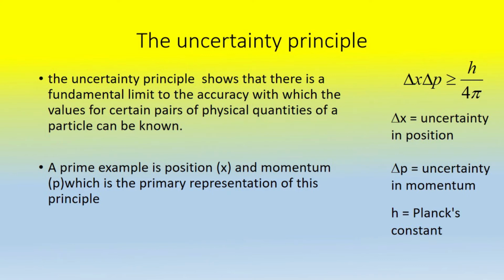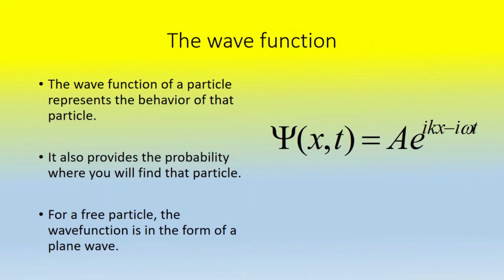The uncertainty principle shows that there is a fundamental limit to the accuracy with which the values of certain pairs of physical quantities of a particle can be known. A prime example is position and momentum, which is the primary representation of this principle. The wave function of a particle represents the behavior of that particle. It also provides the probability of where you will find that particle. For a free particle, the wave function is in the form of a plane wave.